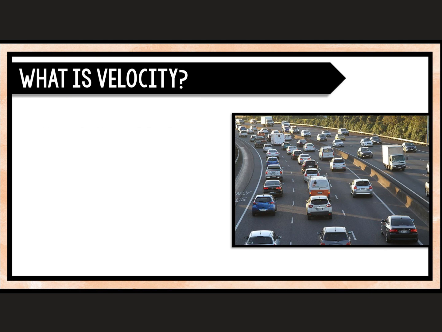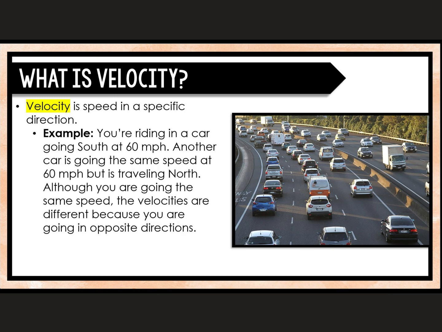Next, let's consider velocity. So what is velocity? Well, velocity is speed in a specific direction. You must have both a speed and a direction. For example, you're riding in a car going south at 60 miles per hour. South is the direction, 60 miles per hour is the speed, so that sentence gives you velocity.